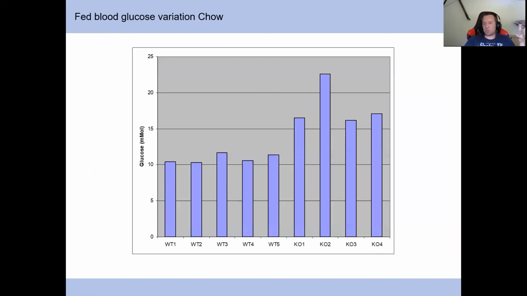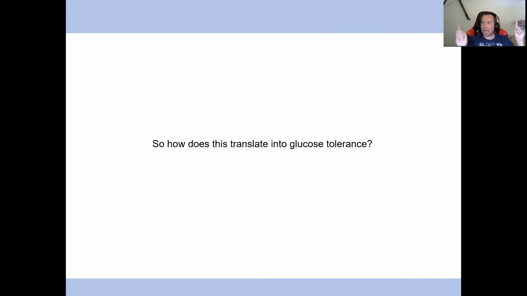And the same is also pretty much true of chow. We've got a bit of an outlier here, but they don't vary as much. This is a subset of the animals. The actual data you were seeing earlier is N of 8 and 8. Okay, right. So how does this translate into glucose tolerance tests?